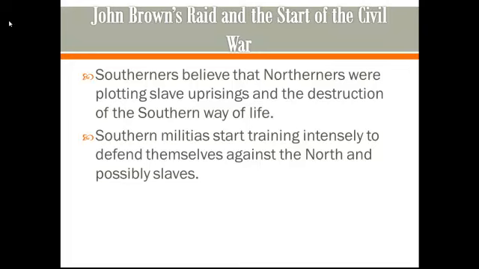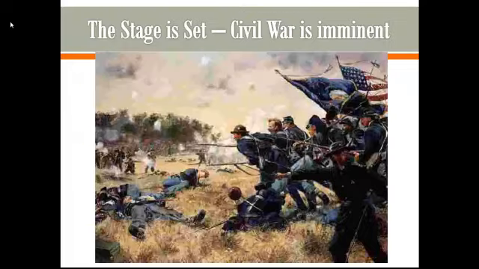Southern militias start forming and training intensely to begin to defend themselves against possible slave rebellions and against a possible Northern invasion. This is the start of the Confederate Army, these Southern militias that form after John Brown. From this point forward, the South is no longer looking to compromise. They are starting to see the North as a threat, and this is going to lead tensions to boil over, leading into a presidential election in 1860.